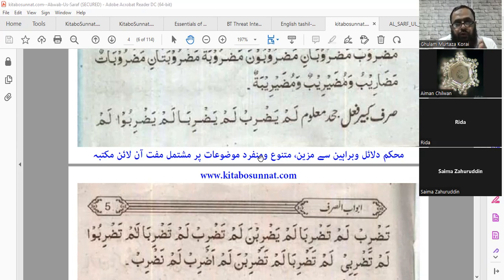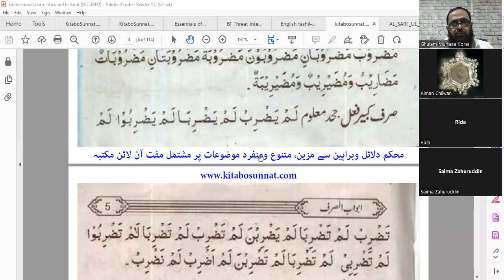Now, there are 2 schools of thought. One of them calls the identification for Wahid Muannas noon. And the other school of thought says no, it is not noon, it is ya. Because when noon is dropped, when lam enters into tazribin, it becomes lam tazribi. So ya is over there. So this is the identification of Wahid Muannas Hadir, right? So the noon of Wahid Muannas Hadir is also dropped.